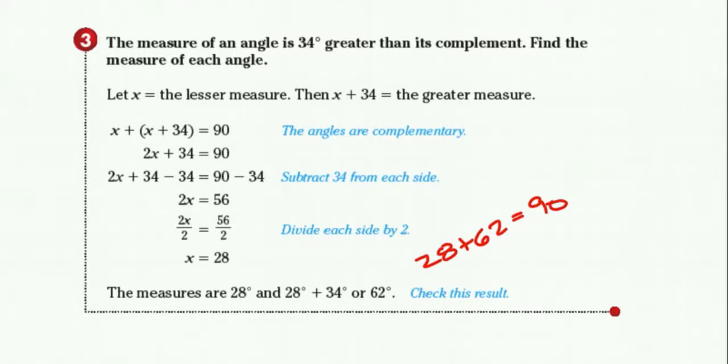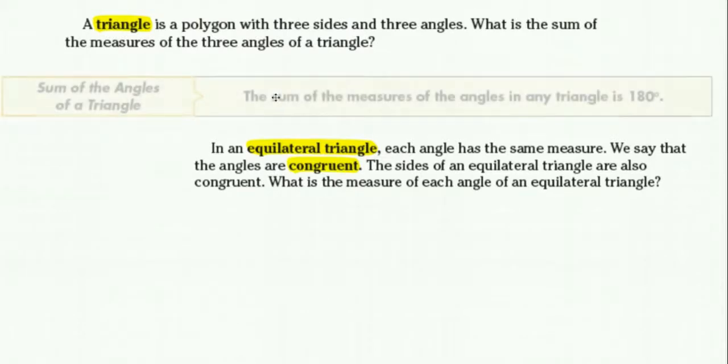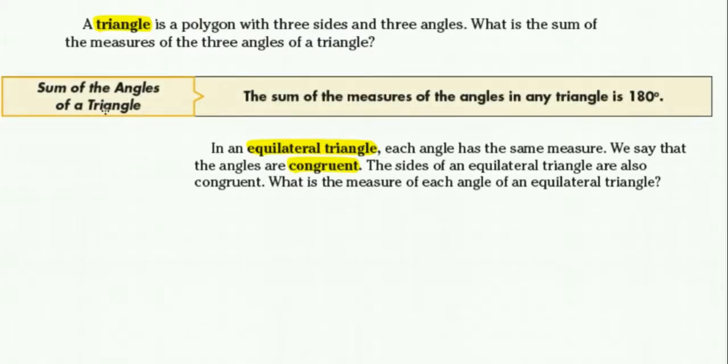Let's take a look at the next concept. A triangle is a polygon with 3 sides and 3 angles. What is the sum of the measures of the angles of a triangle? We studied this before, and let's review a little bit. The sum would be 180. The sum of the angles of a triangle will always be equal to 180 degrees.